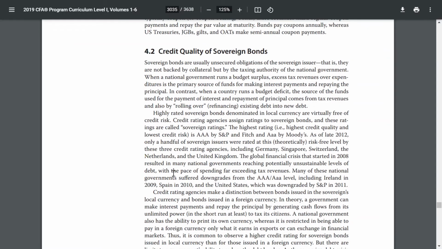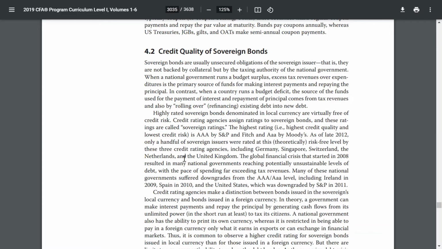Credit quality of sovereign bonds. Sovereign bonds are usually unsecured obligations of sovereign issuers. That is, they are not backed by collateral but by the taxing authority of the national government. When a national government runs a budget surplus, with tax revenue exceeding expenditures, the surplus is a primary source of funding for making interest payments and repayments of principal. In contrast, when a country runs a budget deficit, the source of funds used for the payment of interest and principal comes from tax revenues, and also from rolling over or refinancing existing debt into new debt.